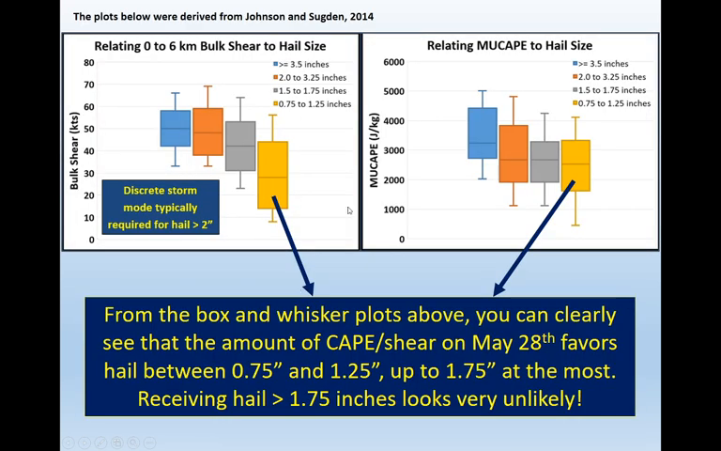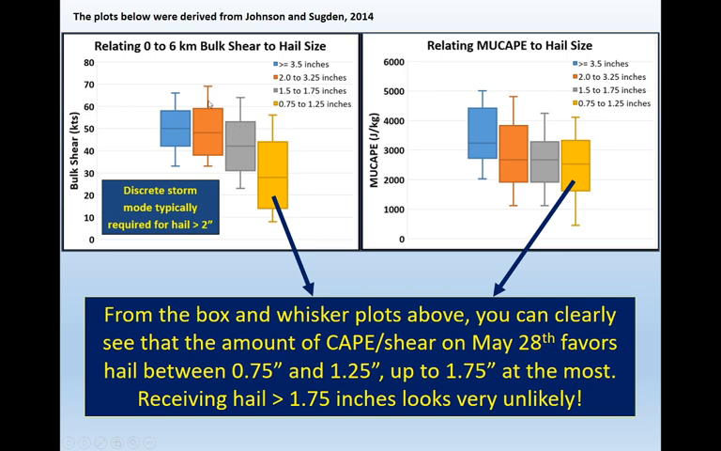But anyways, these two plots I recreated actually from a paper. They're directly from a paper done by Johnson and Sugden in 2014. So I just simply recreated two of the figures that are in that study that I find really useful. All I really did was change the units of what they had. They had it in meters per second, and I just switched it to knots because that's what we're used to dealing with when we're forecasting. And then over here we're trying to relate MU CAPE to HAIL size.